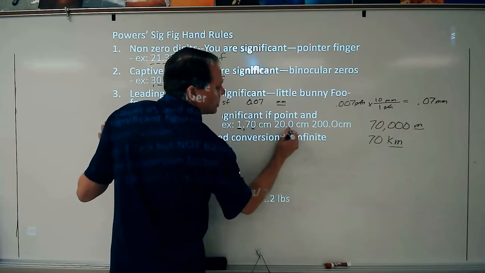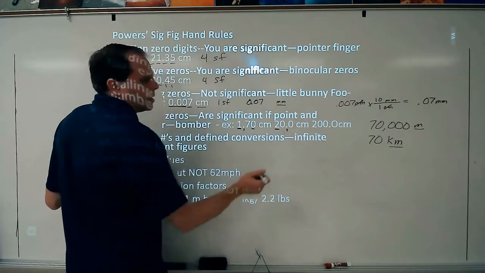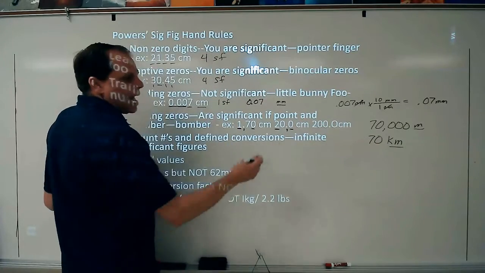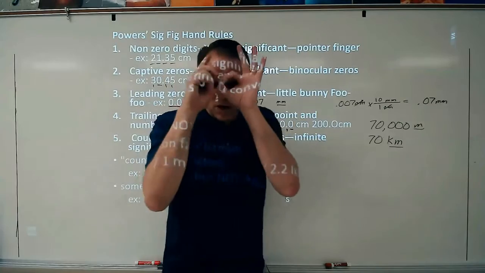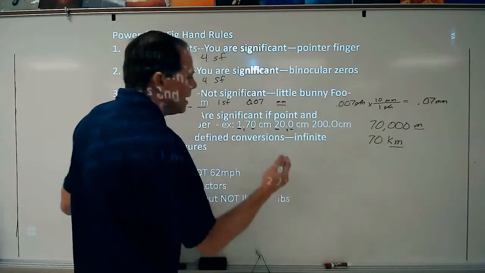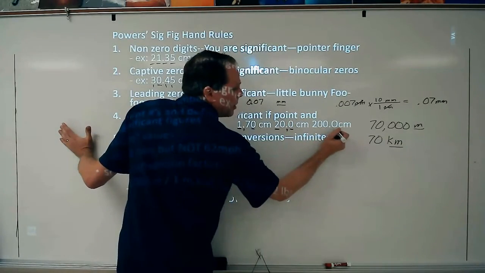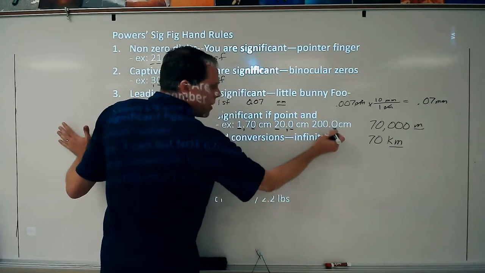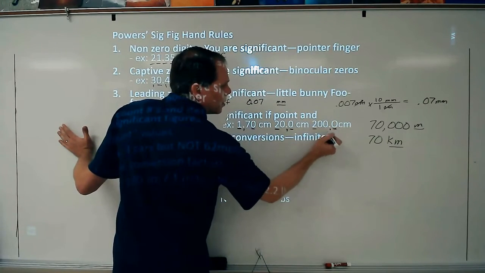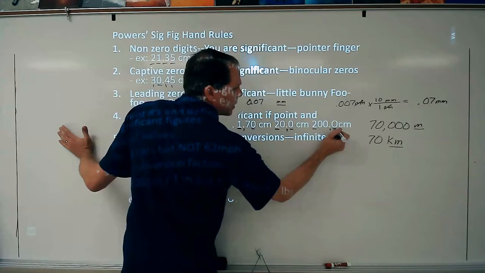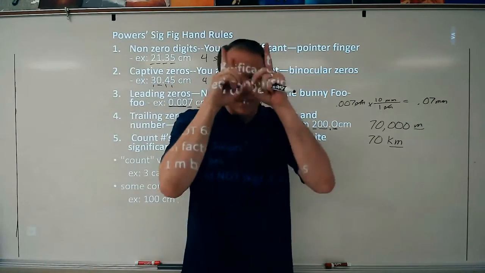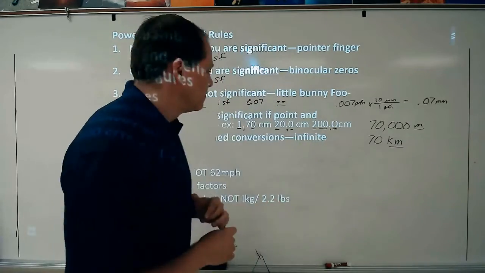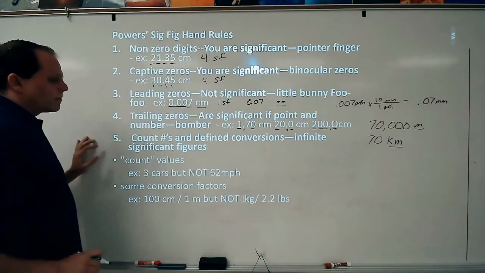Point, right? And a number that it follows. Therefore, that 0 is significant. And because that 0 is significant and that 2 is significant, the 0 in between them is significant. Same thing here. This 0 is following a point and a number. Therefore, that 0 is significant, right? And then these 2 zeros become significant because they're stuck in between, right? Captured zeros.